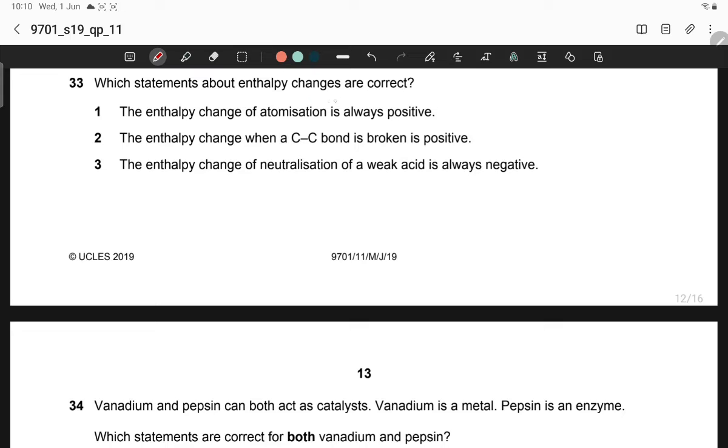Which statements about enthalpy changes are correct? The enthalpy change of atomisation is always positive. Yes, it is correct. The enthalpy change when a C-C bond is broken is positive. Bond breaking is endothermic, so it is also correct. The enthalpy change of neutralisation of a weak acid is always negative. Yes, this is also correct, because neutralisation is exothermic, which is always negative. So 1, 2, 3 are correct. The option is A.